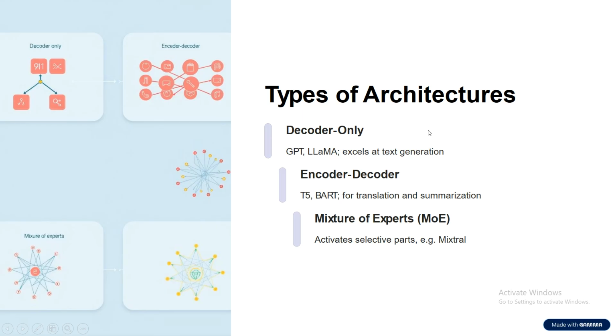Types of architecture. Here you can see decoder-only. In that, GPT and Llama excel at text generation. This is used for text generation. Encoder-decoder. This is used in T5 for translation and summarization, transforming from one language to another language. Mixture of experts means a combination of expert models.